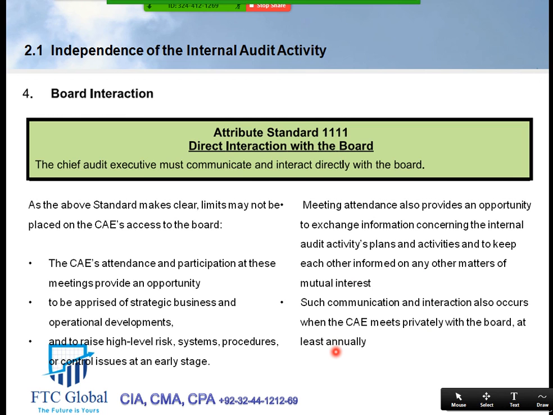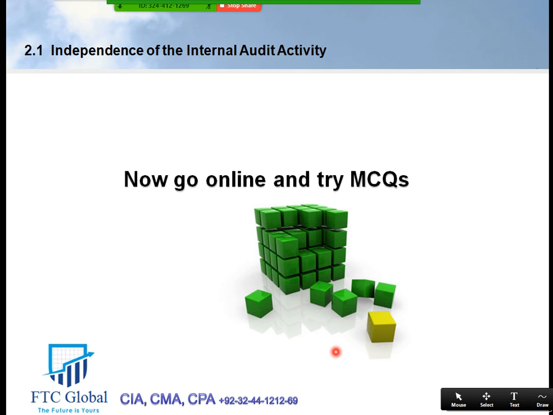Why? Because the audit committee and the board have the responsibility of oversight, and the chief audit executive, the internal audit department, helps the board discharge its responsibility of oversight. Oversight means not being involved in the business, but still seeing how things are going around. So the chief audit executive can play a very important role in this, in that they can apprise the senior board members and the audit committee about what is happening in the company that needs to be reported privately to the board of directors without management being present. So that completes your 2.1 Independence and internal audit activity.